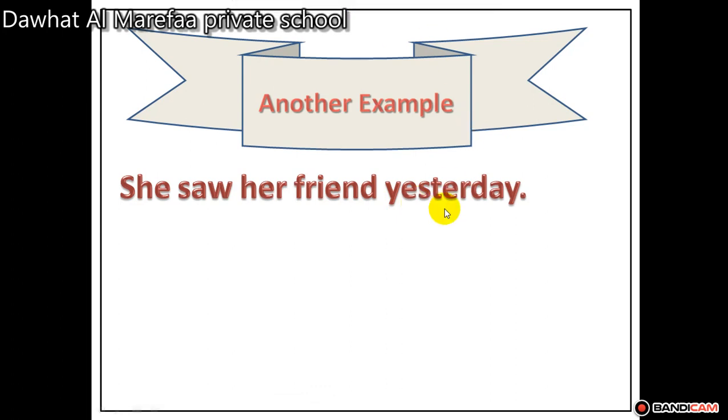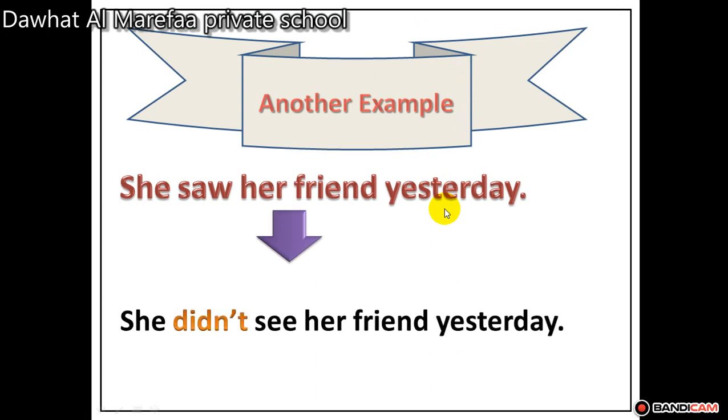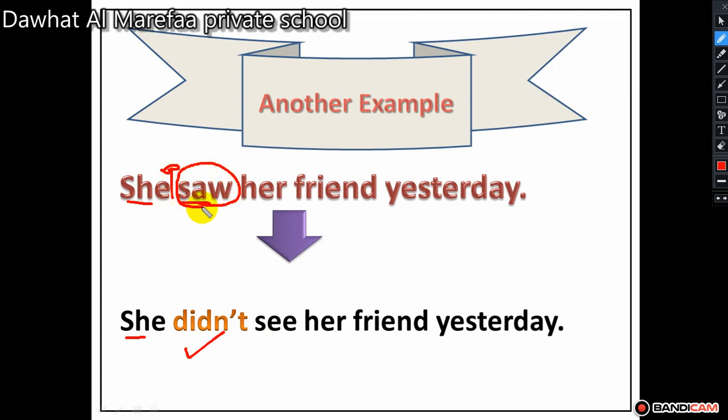So let's see when we make a negation, what will it be? It will be the following. As you know, we put between the subject and the verb, we put didn't here. She didn't, very good. What will happen to the verb in the past?